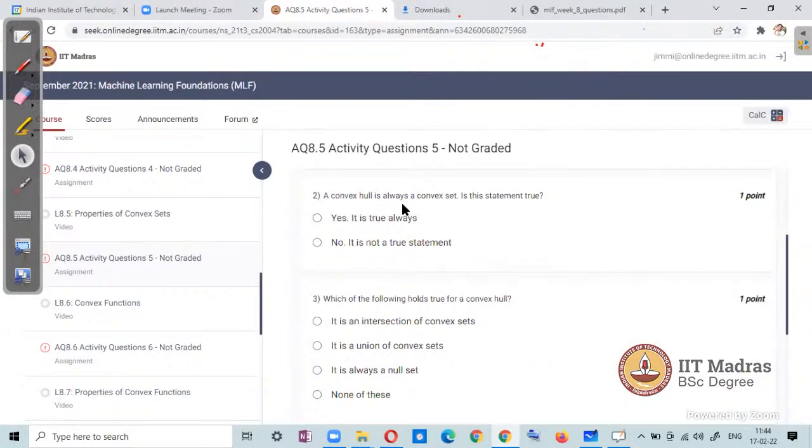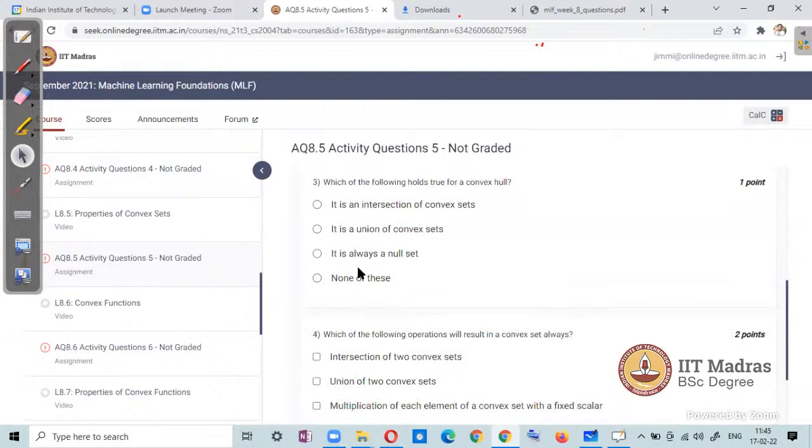And a convex hull is always a convex set. Is this statement true? Yes. To visualize the convex hull, think of something like a rubber band. You have so many pencils, and you put a rubber band around all those pencils so that it gets combined. It works like that. Like we have many different convex sets, and we look at the intersection, the minimum possible set, all the common points, something like that.